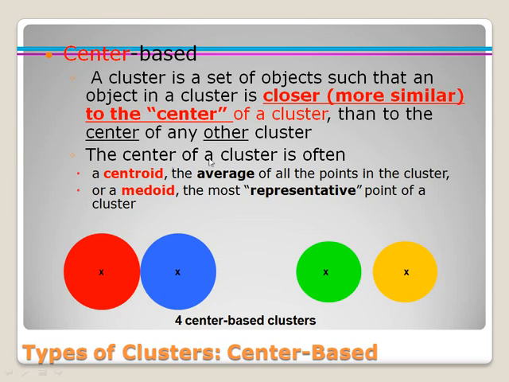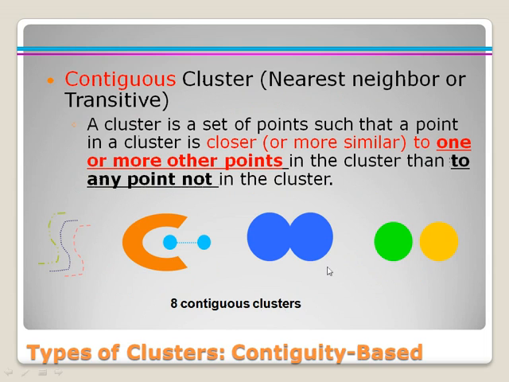And the center of the cluster is often called the centroid or the average point of the cluster. And there is another one which is medoid, that is the representative point of the cluster, that you pick a point. Like you see, this one is not the center, but this point represents most of the objects inside the cluster.